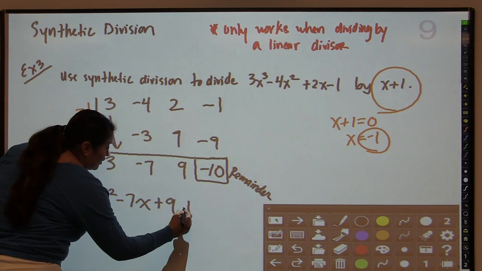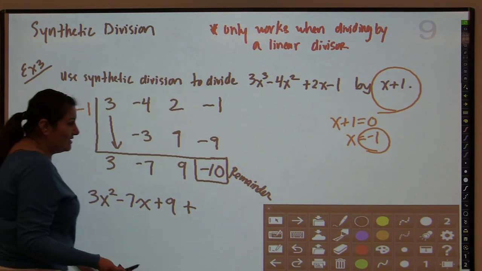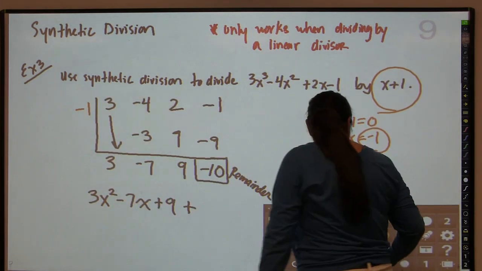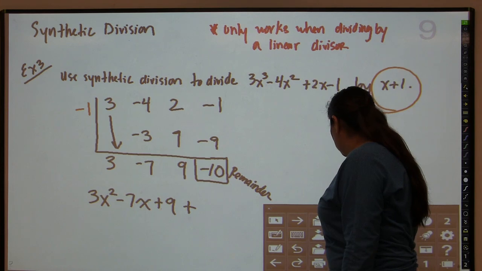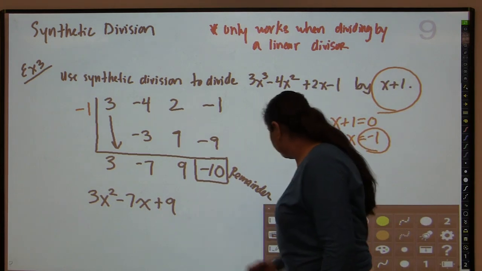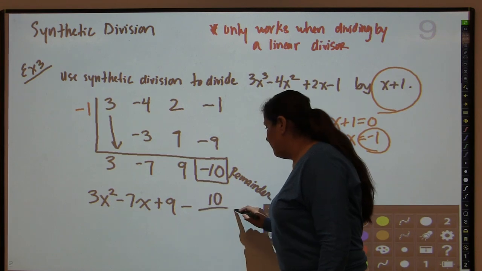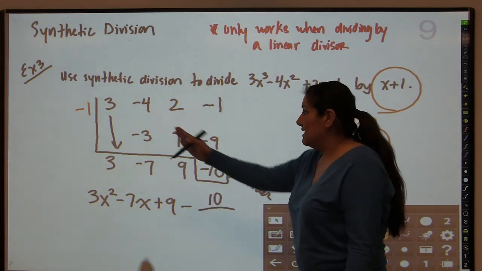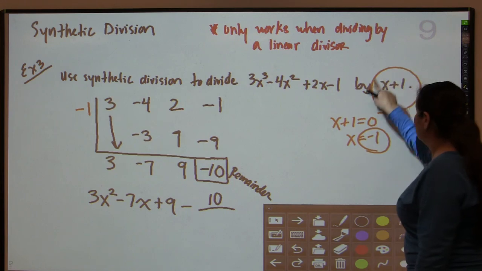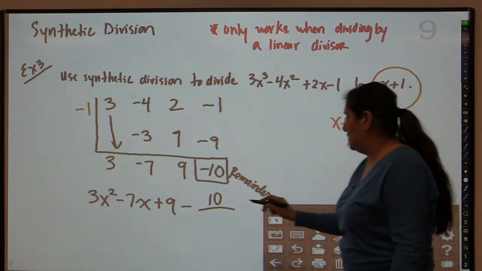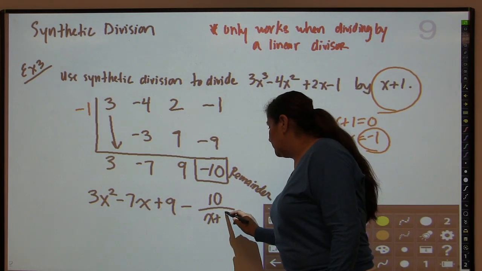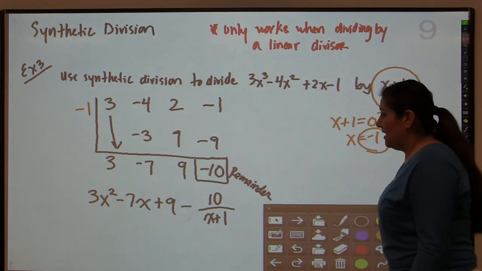And then your remainder is plus, or in this case it's a minus 10, it's a negative 10. So my remainder is actually going to be not a plus, but a minus 10 over the divisor. What did I divide by? Negative 1. But you want to go back to this, and you divide it by x plus 1. And that is how you do synthetic division.